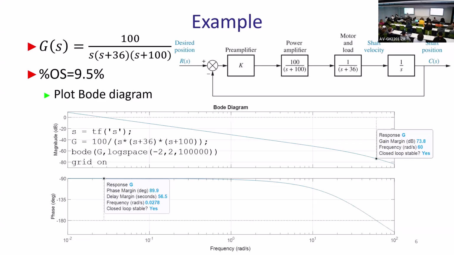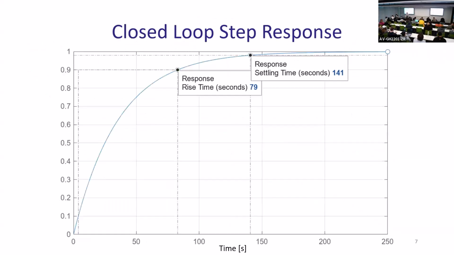Okay. So let's see what happens after that. This is the step response in closed loop for our original design with k equal to 1, and settling time is 141 seconds. Horrible. No overshoot, looks great, converges to 1 eventually, takes forever, right?